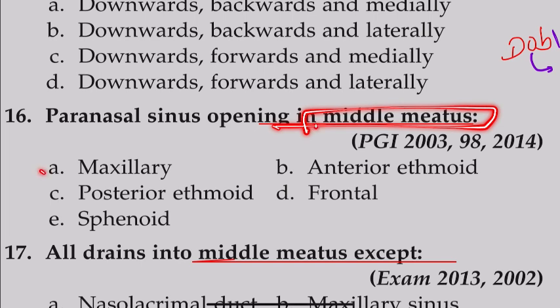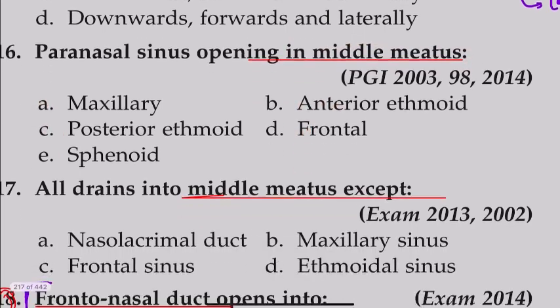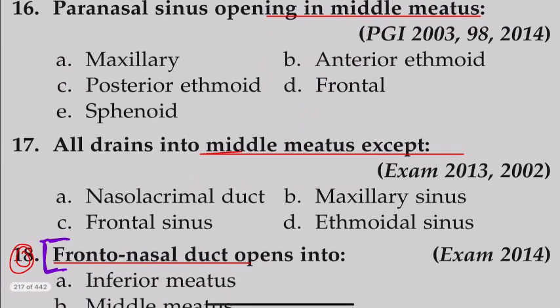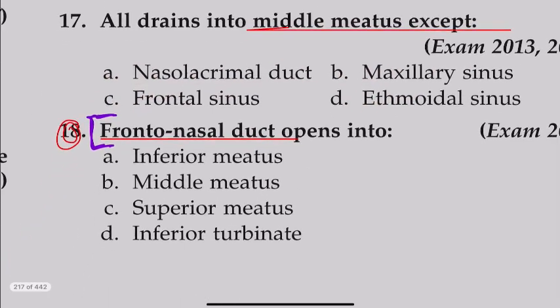Paranasal sinuses opening into the middle meatus: the anterior group of paranasal sinuses open there, like the maxillary sinus and anterior ethmoidal sinus, not the posterior ethmoidal sinus. The frontal sinus will also open there. All drain into the middle meatus except the nasolacrimal duct, because it drains into the inferior meatus.